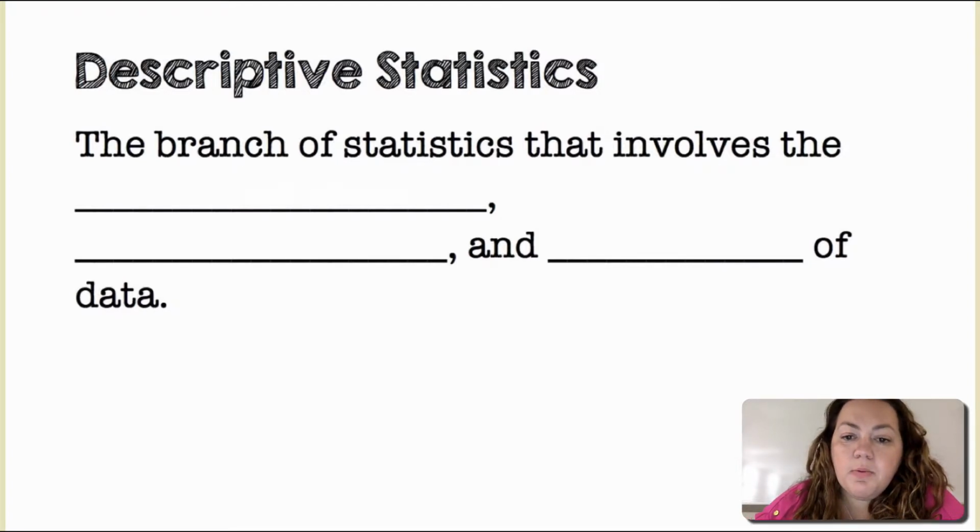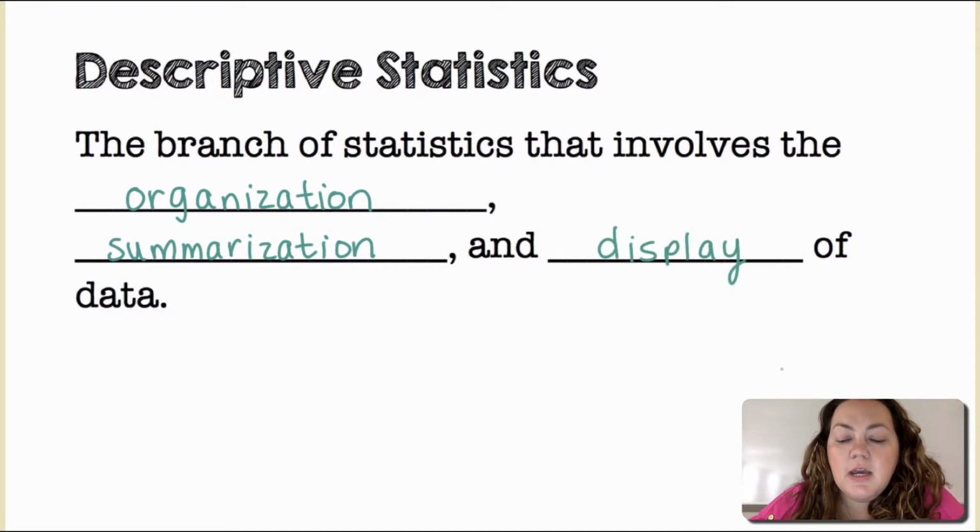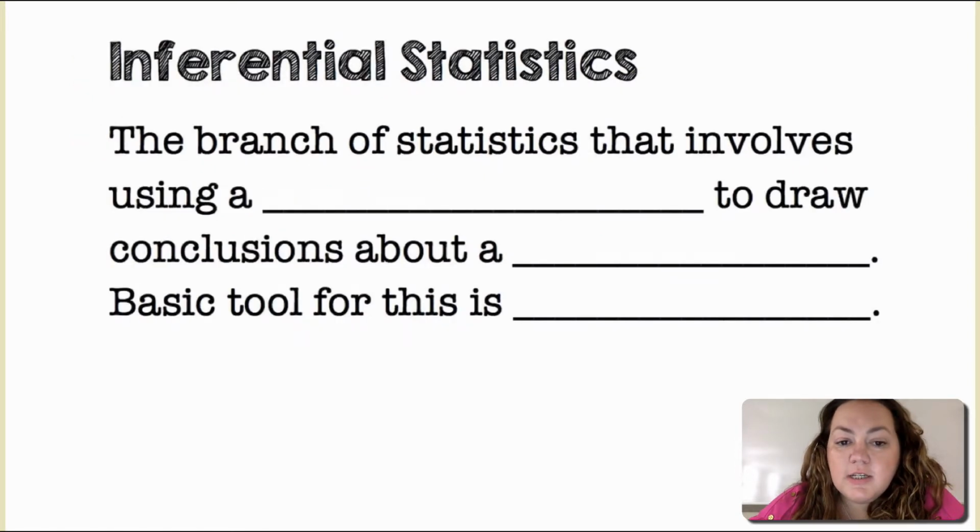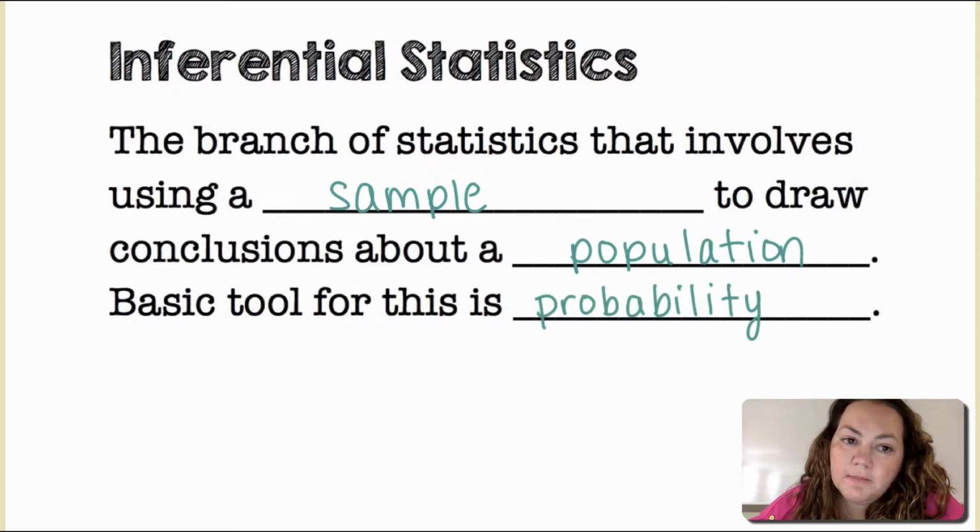Descriptive statistics is the branch of statistics that involves the organization, summarization, and display of data. All right, and then inferential statistics is the branch of statistics that involves using a sample to draw conclusions about a population. All right, the basic tool for this is probability. Okay, and if you take AP statistics ever, or you take statistics in college, you'll do a lot more inferential statistics than we will cover in this course. We will do some, but you'll do a lot more in future statistics courses.